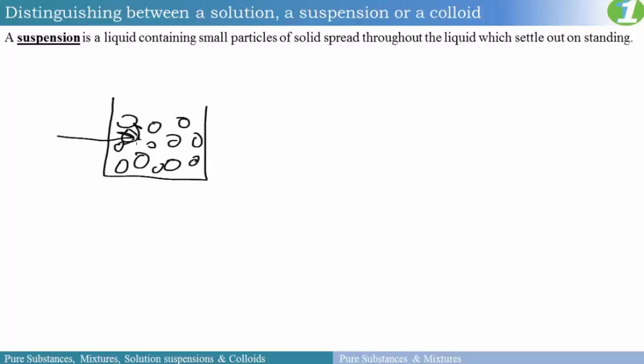Light will come in and it will be scattered by the large particles. So light will not be able to pass through. And the particles are so large that they cannot pass through the small holes in the filter paper.